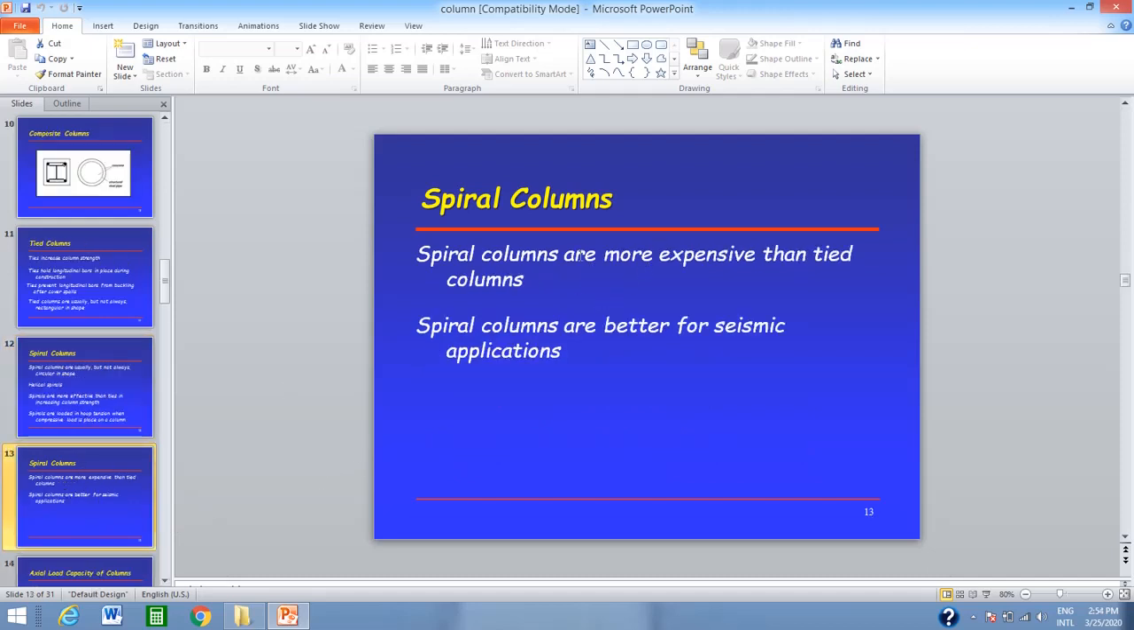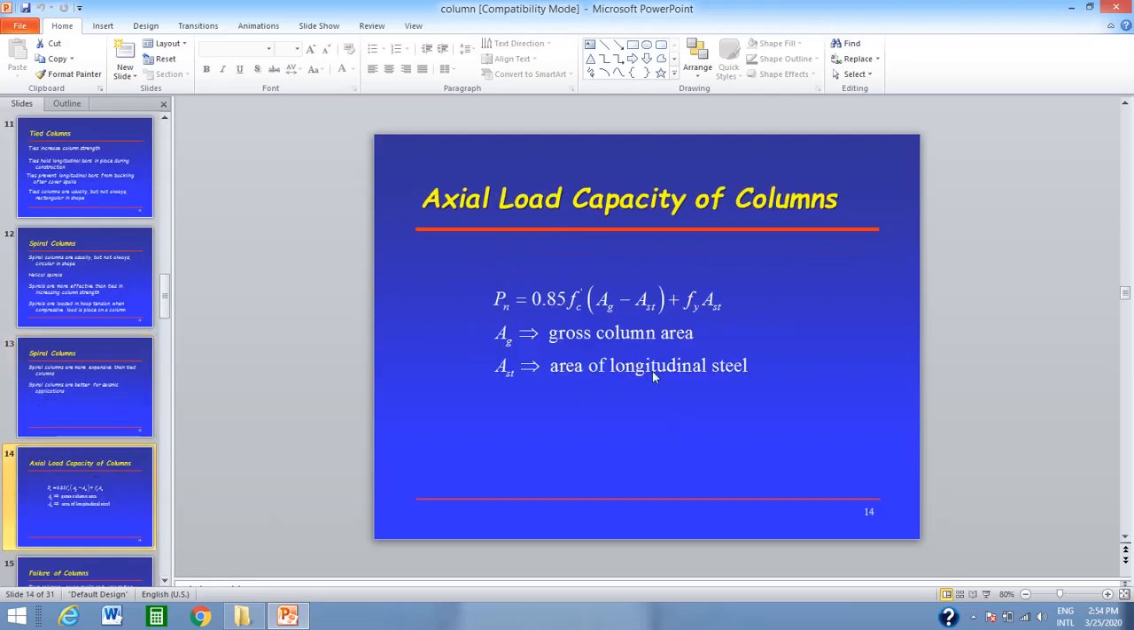Spiral columns are generally more expensive than tied columns, and spiral columns are better for seismic applications also. So if you are making a building in a seismic zone, then using a spiral column will be better than a tied column. The load capacity of the column will be explained in the next lecture.